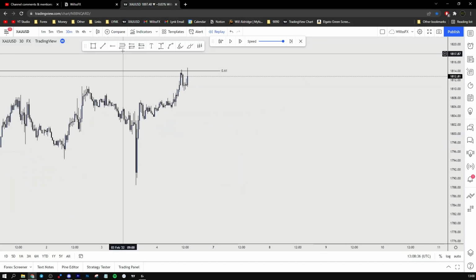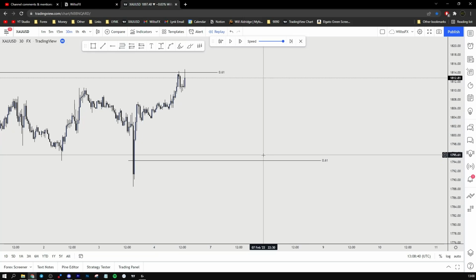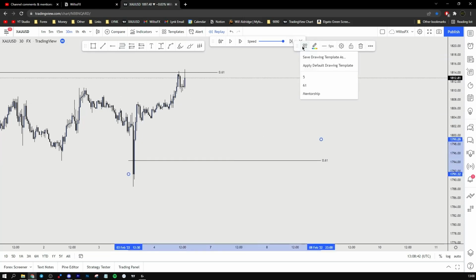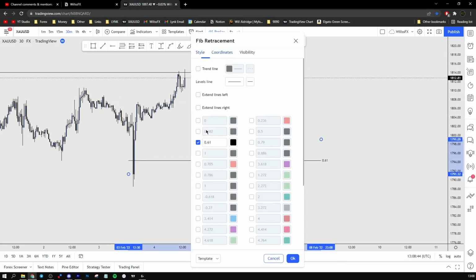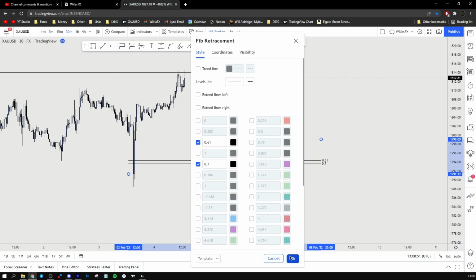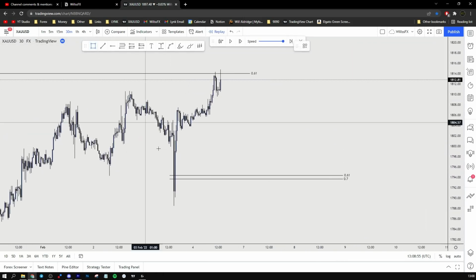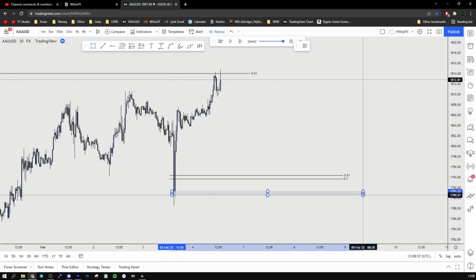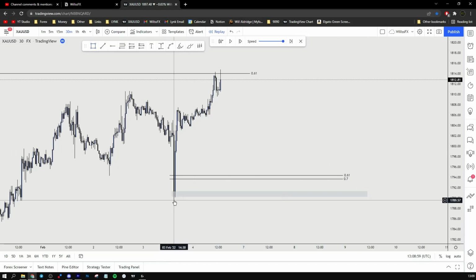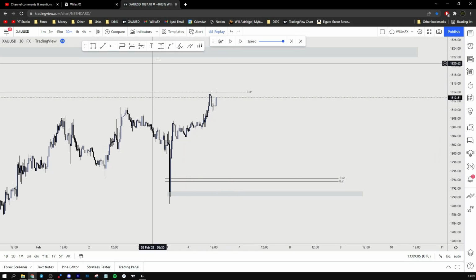So what we can see is this imbalance area here. If we draw the fib across here, now we've got the 61. If we put the 70 on there as well, let's change that to the 70. Black, there we go. So we've got that area there. Also, we had the bottom of this imbalance here, which is the New York low from the previous day. So this is where we're looking for price to come down to.